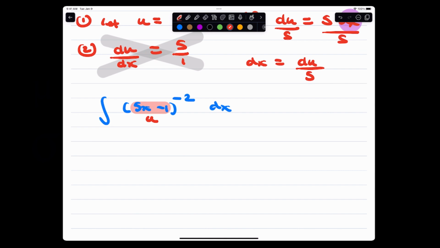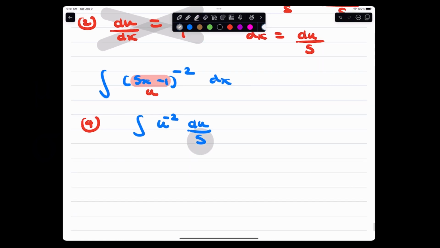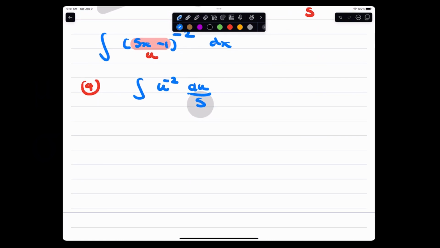Now when you substitute, what do you guys get? Okay, this is step number 4 again. Substitute. What do you guys get? U to the minus 2, where dx will be du over 5. Factor out your what? Constant. You get u to the what? Minus 2 du.